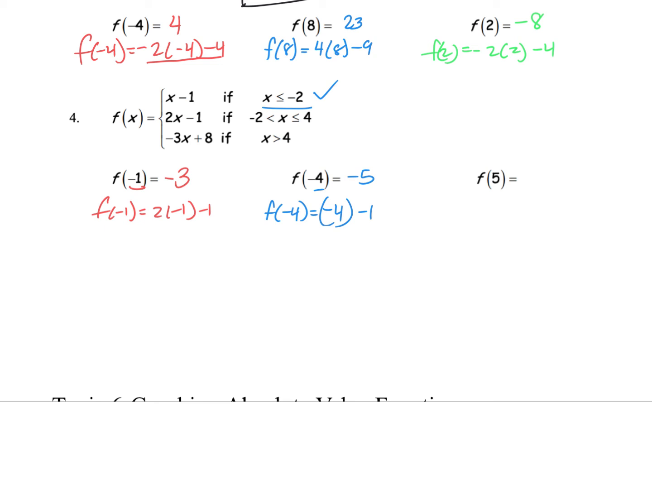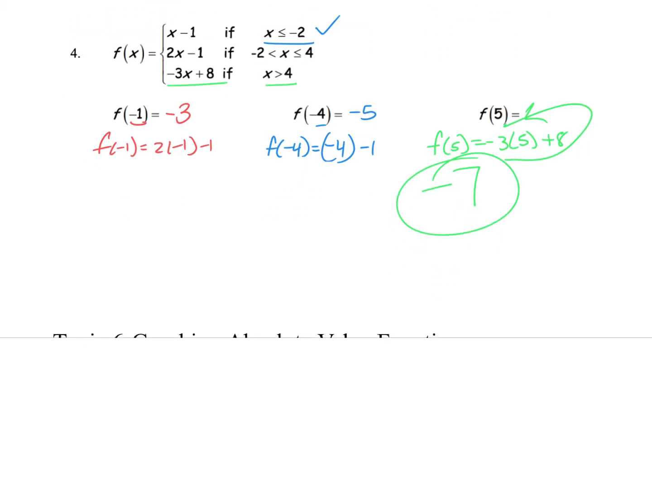And for our last part, f of 5, 5 is greater than 4. So I'm going to be using this function. And f of 5 equals negative 3 parentheses 5 plus 8. And negative 3 times 5 is negative 15. Negative 15 plus 8 is negative 7. Couldn't get that to go there for some reason. My stylus has been giving me a hard time. Wait, let me just make sure I didn't skip anything.